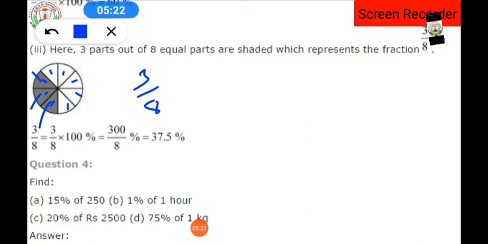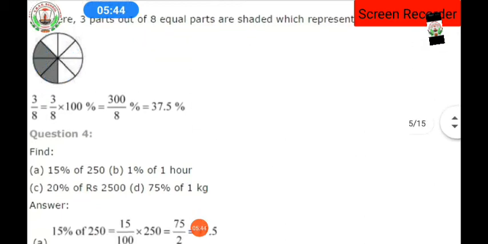So this 3 by 8 fraction you have to convert into a percent. In order to convert it into a percent, you have to multiply 3 by 8 with 100, isn't it? So while doing the calculation, you will get the required answer as 37.5%. Clear everyone? So next we have question number 4.